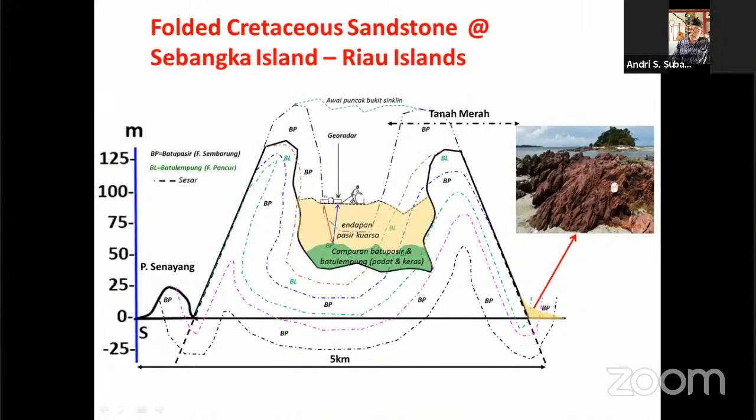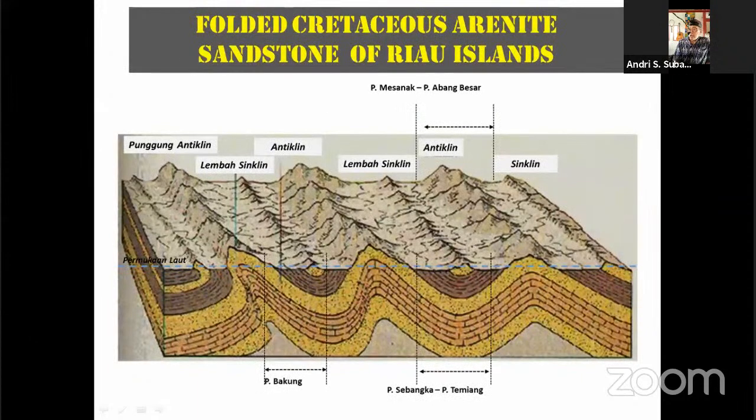So the high purity quartz is produced by the weathering of the red sandstone of Cretaceous. Most of the Cretaceous red sandstone is very folded, and the folding is here. So this is the syncline of the red sandstone. This is the folded Cretaceous arenite sandstone of the Riau Islands. Some is folded forming syncline, and the other is forming anticline.